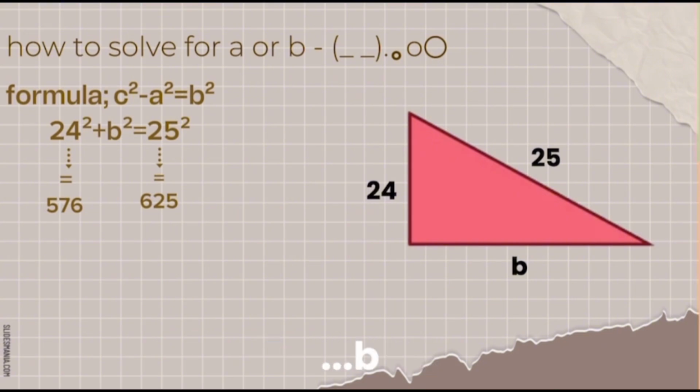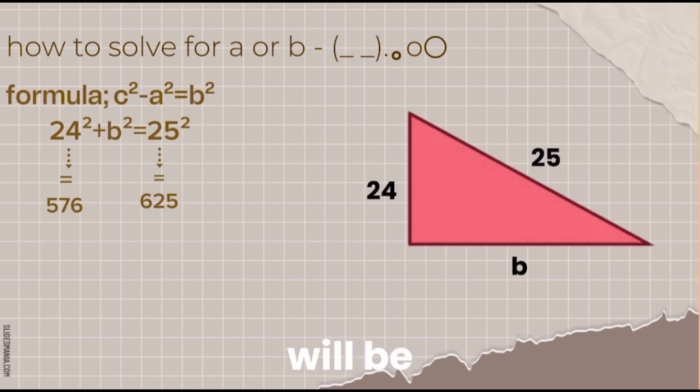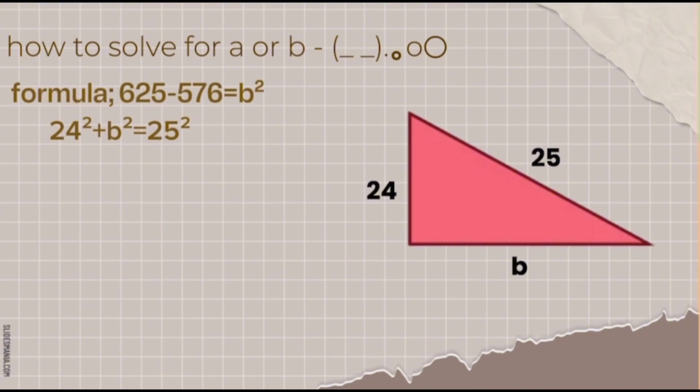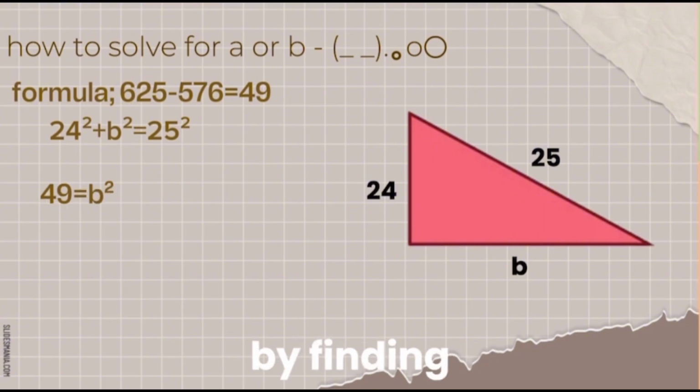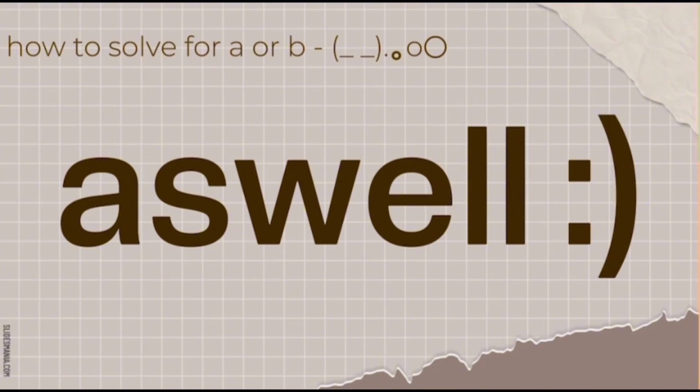To find b, instead of adding like I showed before, we must subtract. To find b, our formula will be c squared minus a squared equals b squared. Let's plug in our numbers. 625 minus 576 equals b squared. Now let's solve this. 625 minus 576 equals 49. That means 49 equals b squared. Now we must find b by finding the square root of 49. The square root of 49 is equal to 7. Therefore, b equals 7. This method can be used when finding a as well.